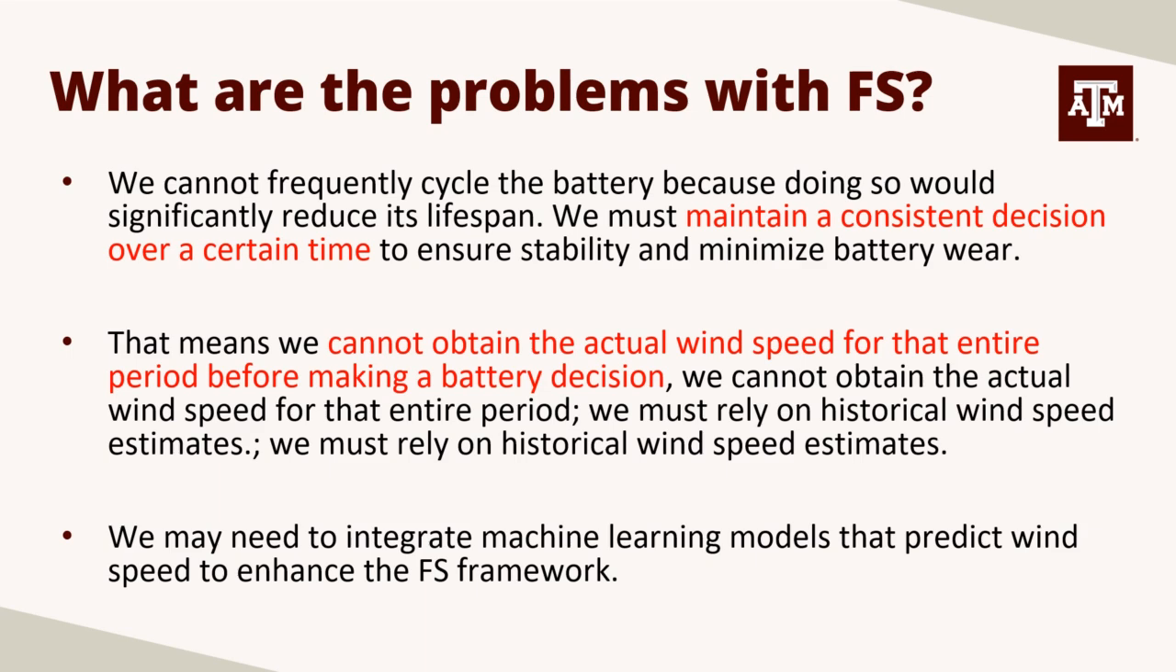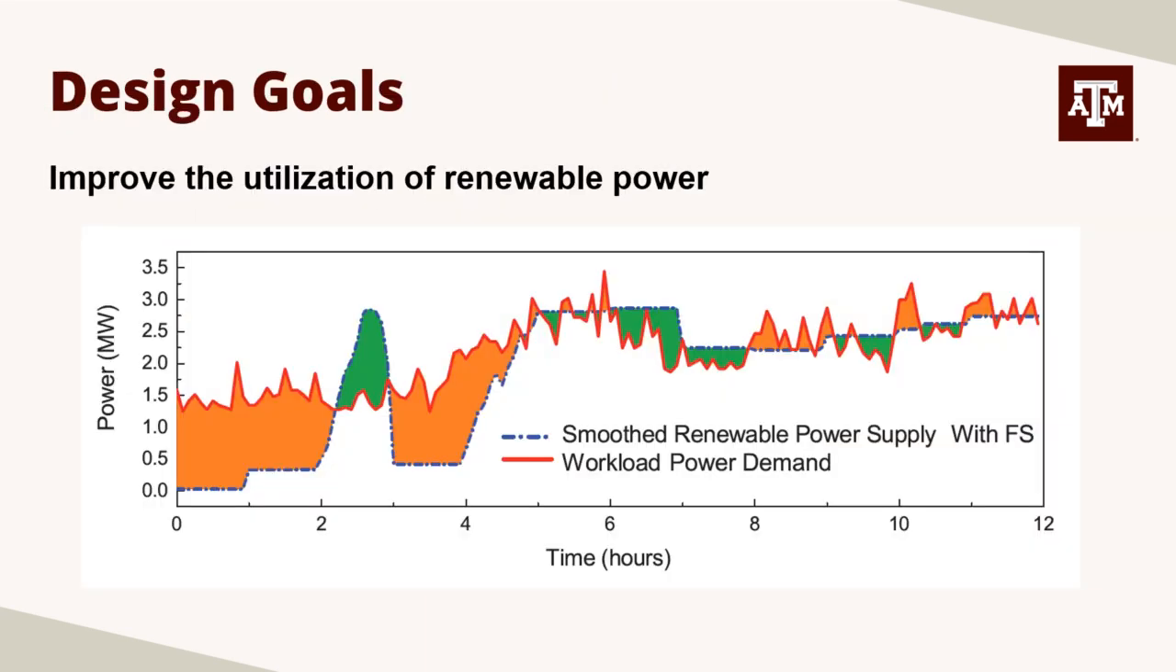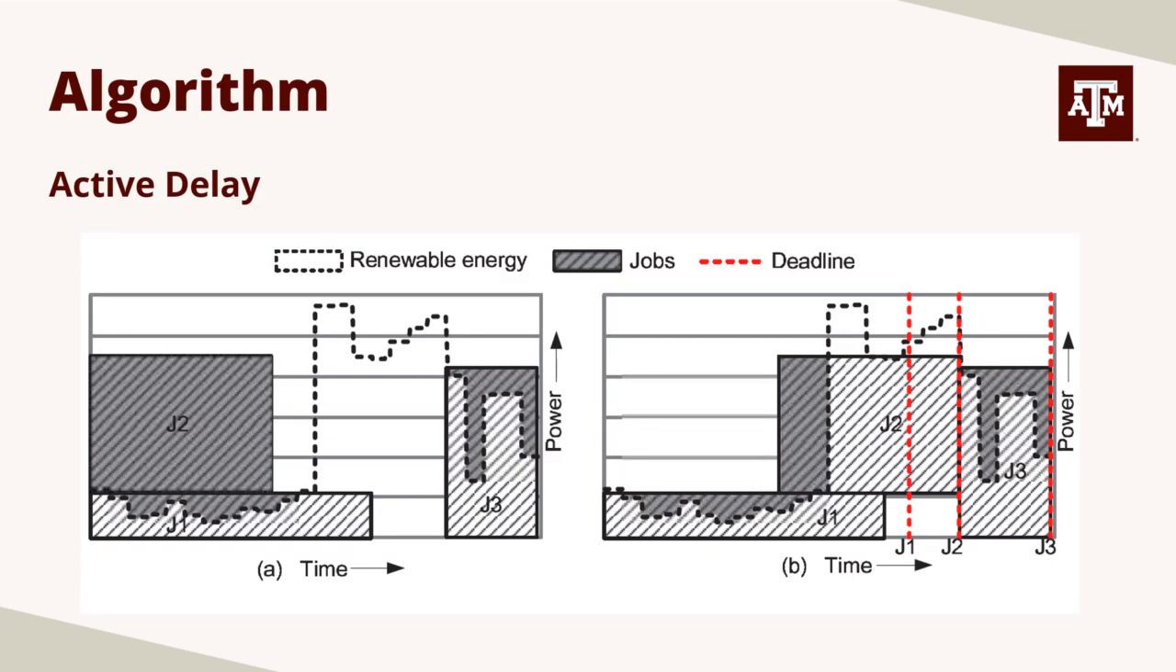And even with a stable power, we often face the problem of energy supply and demand mismatches. To improve the utilization of renewable power, we must address the issue through an effective workload scheduling strategy. And in this article, this challenge is tackled with a straightforward mechanism called active delay. Active delay aims to optimize energy usage by intelligently scheduling tasks.